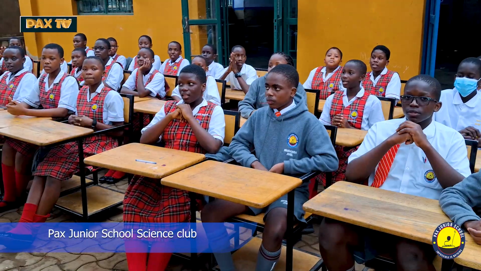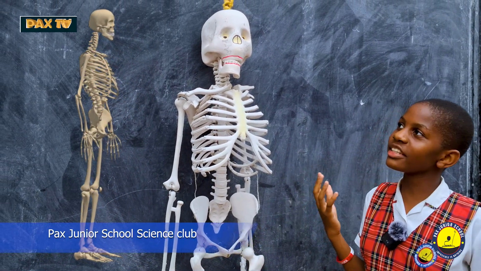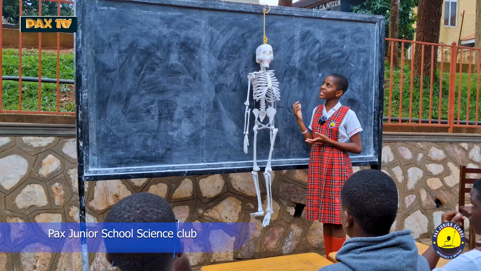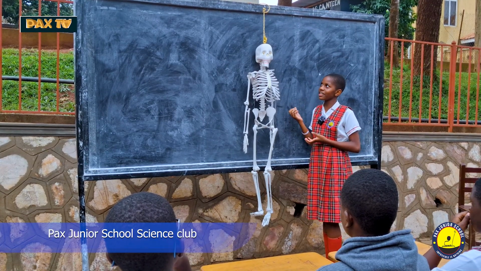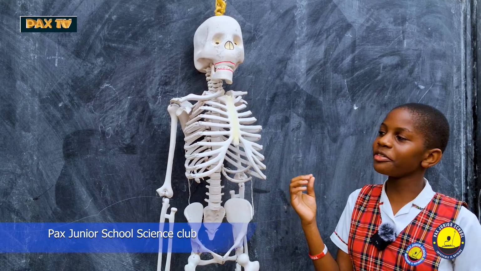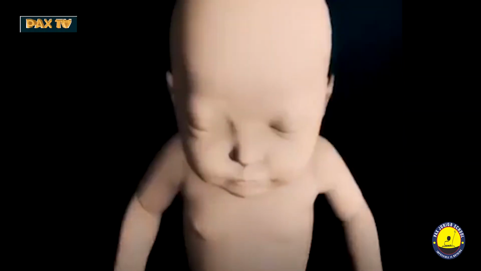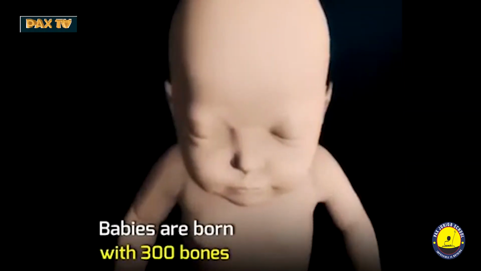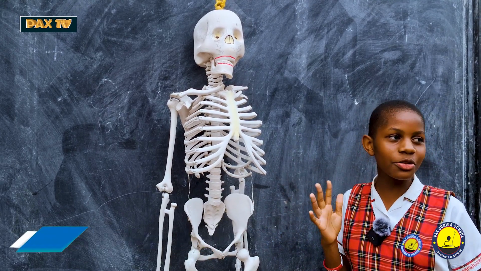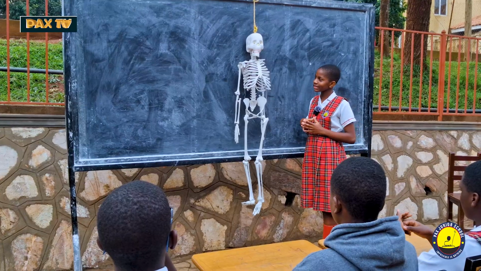The skeleton is a structure that supports the body of an organism. Particularly, we are here to talk about the human skeleton. The human skeleton is a framework of bones in the human body. The skeleton of an adult is made up of 206 bones. However, a baby is born with 300 bones. This is because a baby is born with much cartilage, which later joins to form bones through a process called ossification.